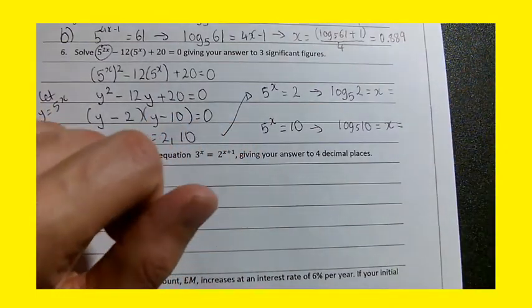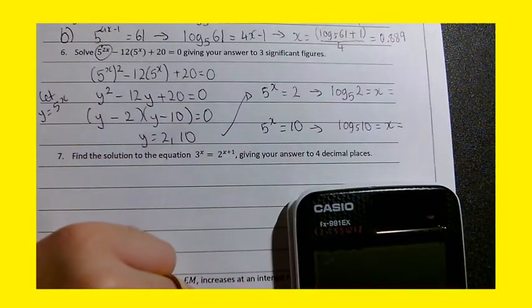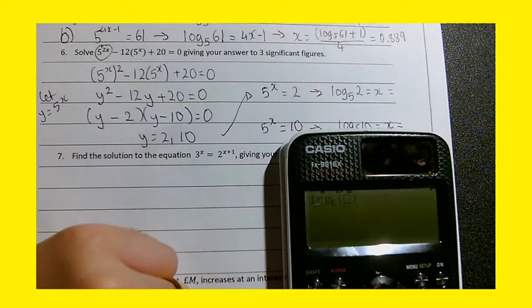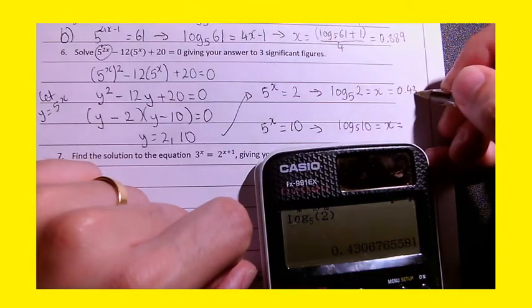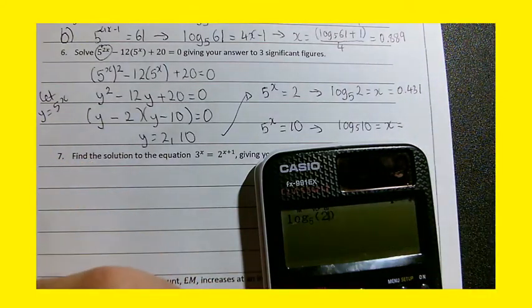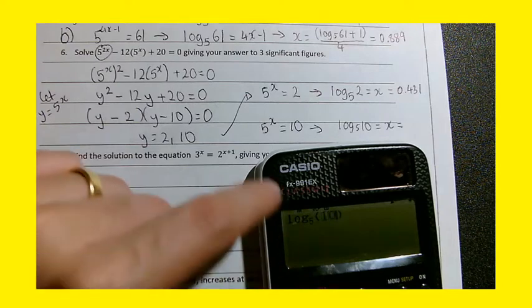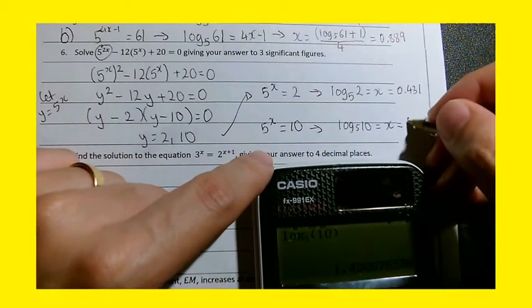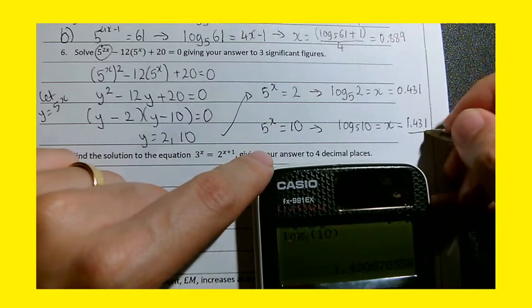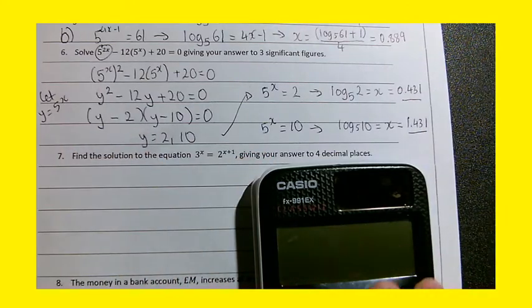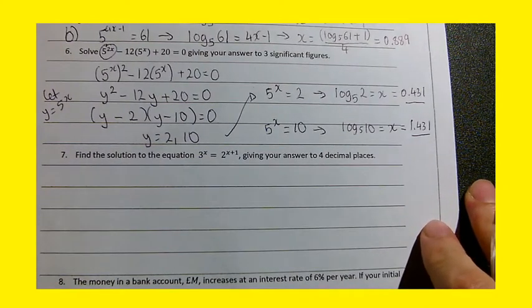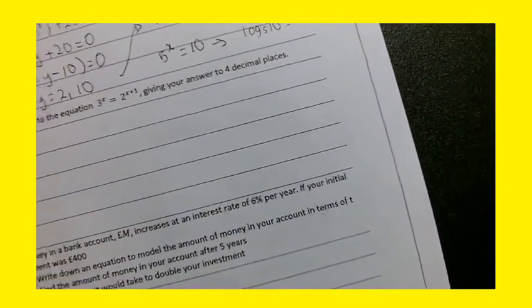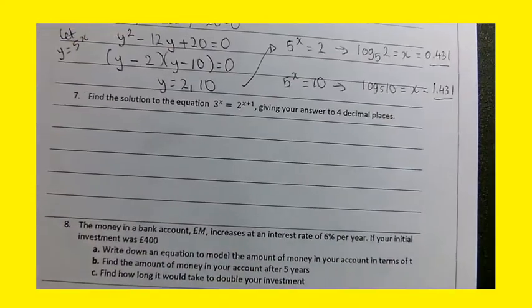And when you turn your calculator to 3 decimal places, you get 0.431. Log base 5 of 10, 1.431. So again, this type of question on the face of it looks quite difficult, but there is a technique to solving it, and it just requires you to understand indices.